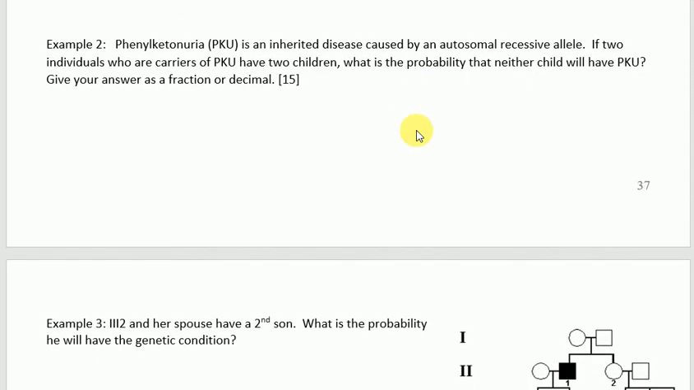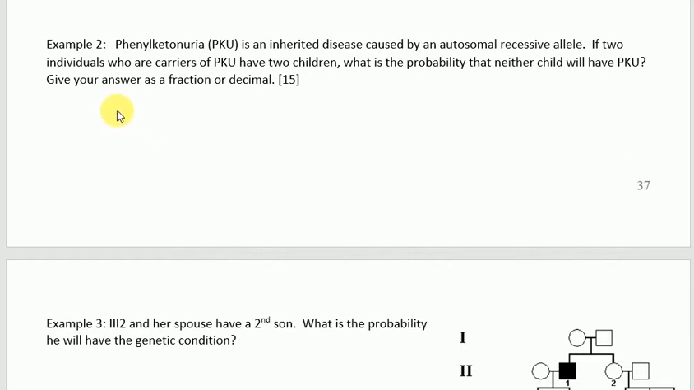So, PKU is an inherited disease caused by an autosomal recessive allele. If 2 individuals who are carriers have 2 children, what is the probability that neither child will have PKU? Give your answer as a fraction or as a decimal. So, we know it's a recessive allele, and we know that there are 2 people that are carriers, but they are not affected.